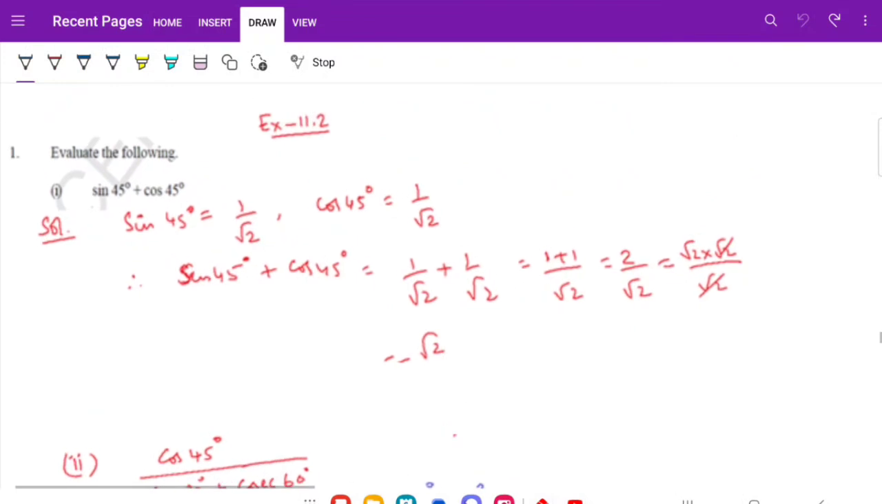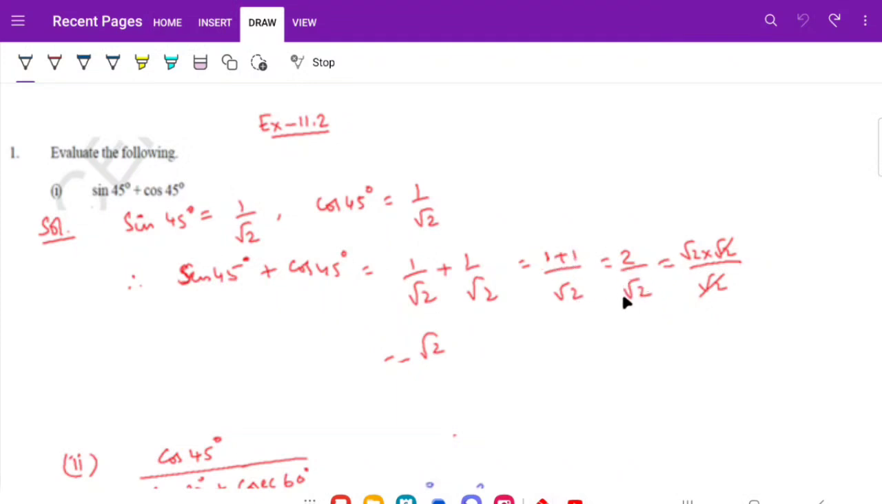Now, if you add these two, 1 by root 2 plus 1 by root 2, because root 2 is present in the denominator of both the terms, the LCM will be root 2. Because the LCM is already the same as the denominator, just simply add the numerators. If both denominators are the same, take this as the LCM and simply add or subtract depending upon what operation is given, without performing anything else. So 1 plus 1 by root 2 is equal to 2 by root 2.